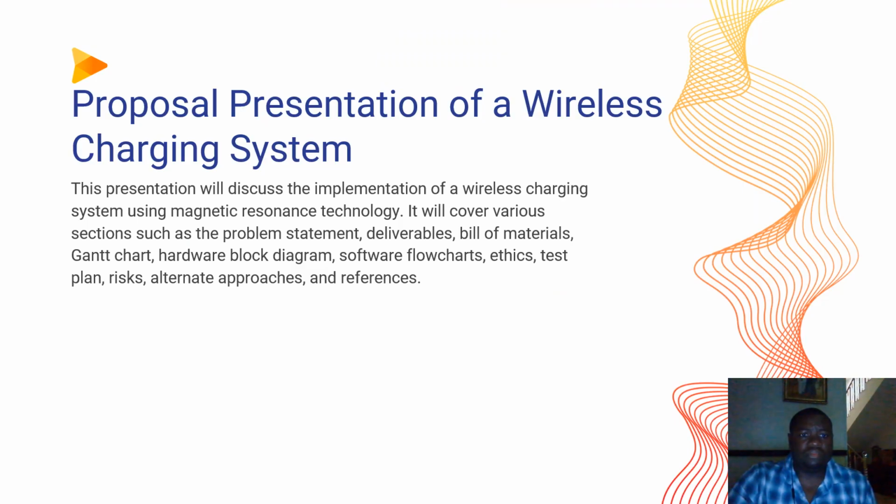So the proposal presentation of this wireless charging system is to discuss the implementation of a wireless charging system using magnetic resonance technology. So we're going to cover various sections: the problem statement, deliverables, bill of materials, the Gantt chart, hardware block diagram, software flowchart, ethics, the test plan, risks, the alternate approaches into designing the wireless charging system using magnetic resonance, and references.